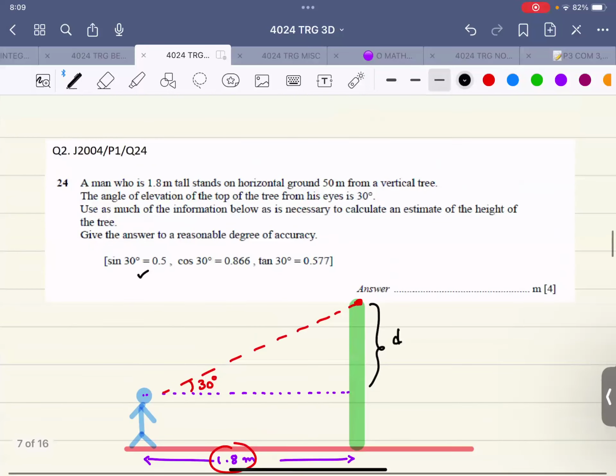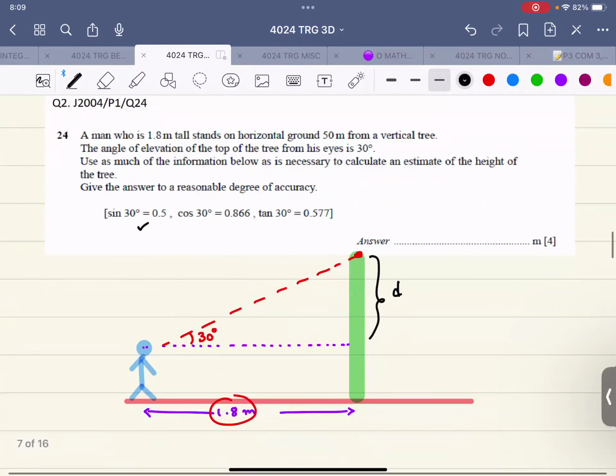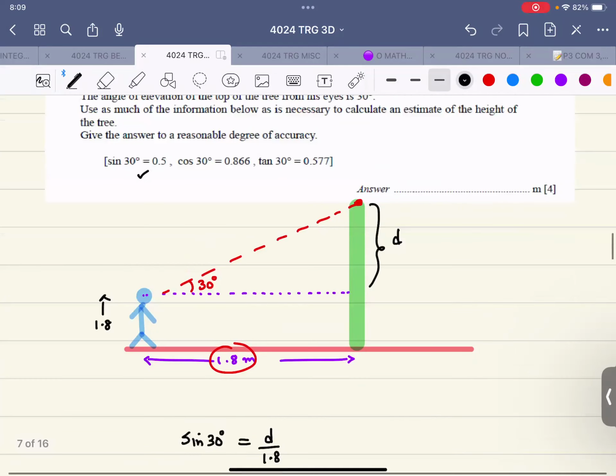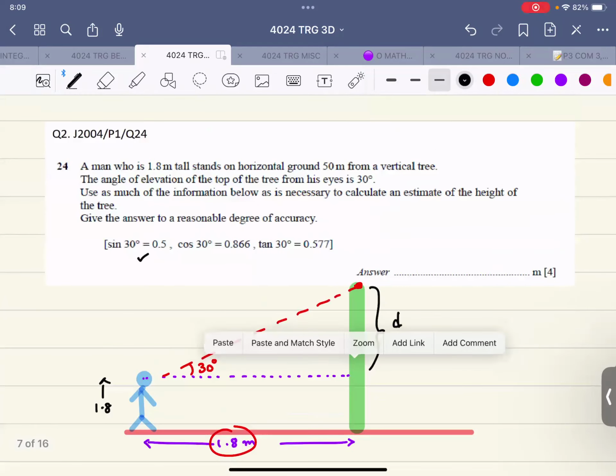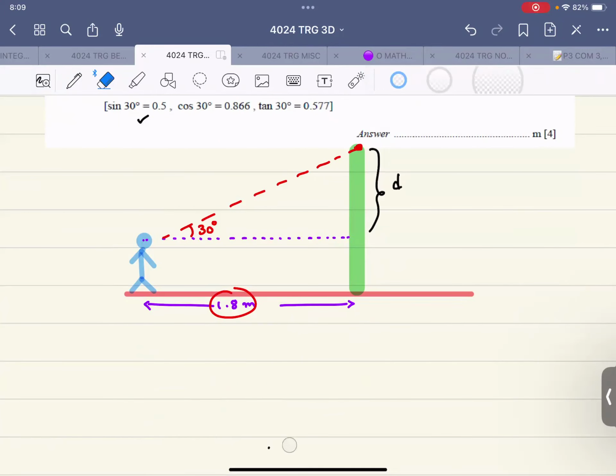But the man himself is 1.8 meters tall. So now this is not a scale diagram. The man is 1.8 meters tall, and that is 50 meters. My bad. Another mistake I made. Hold on for a second. This distance is not 1.8. This is 50 meters. And this man is 1.8 meters tall.